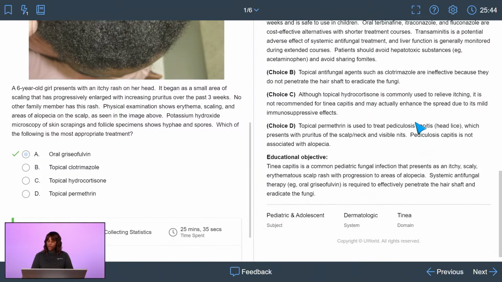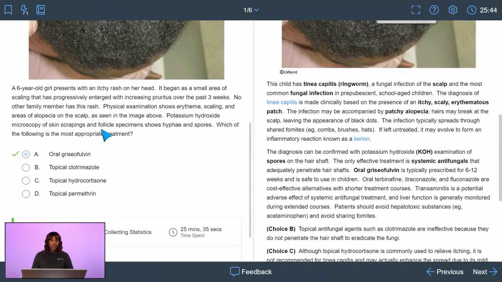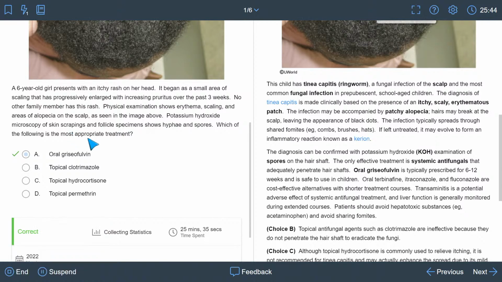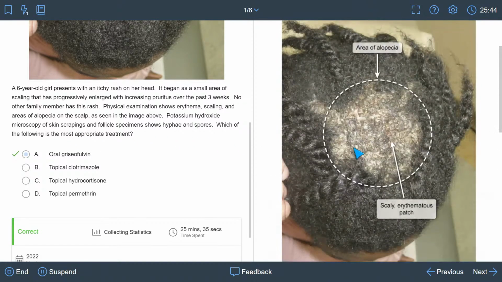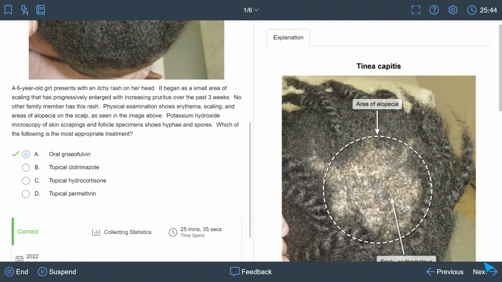So the third part of UWorld's philosophy for knowledge retention is the educational objective, that very short blurb, which is your takeaway point from each question. So for this one, tinea capitis is a common pediatric fungal infection that presents as an itchy, scaly, erythematous scalp rash with progression to areas of alopecia. Systemic antifungal therapy is required to effectively penetrate the hair shaft and eradicate the fungi. Just so you know, this was an actual plan question, most appropriate treatment. I want to make sure that's clear. So let's go on to our next question.